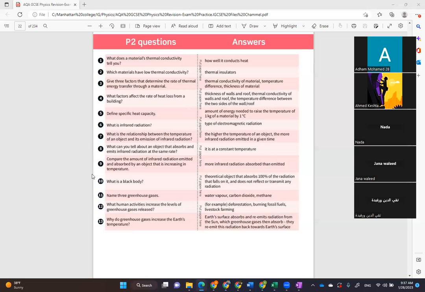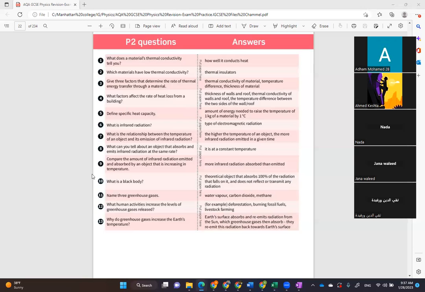What is the definition of black body radiation? This is a theoretical object that absorbs 100% of the radiation that falls on it and doesn't reflect or transmit any radiation. Name 3 greenhouse gases: water vapor, carbon dioxide, and methane. What human activities increase the level of greenhouse gases released?